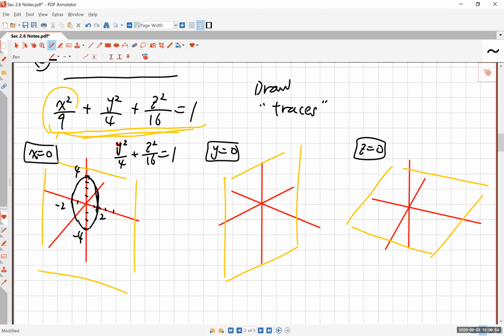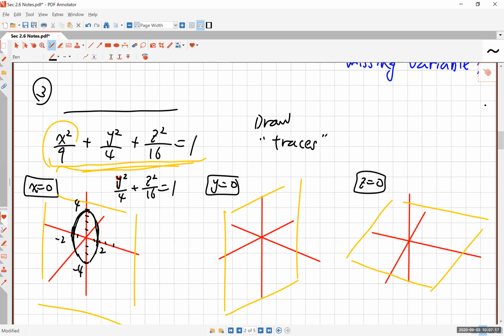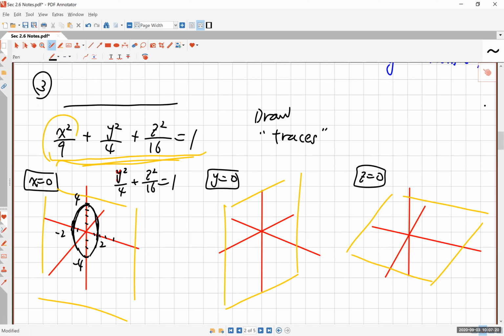That's a trace. Whatever this object is, it's like drawing an elephant. You're touching an elephant in different parts and trying to figure out what the entire elephant looks like. Well, whatever this surface is, if you cut it along the vertical plane x equals 0, then the cross section is going to be this ellipse. All right, let's figure out what happens when y is equal to 0.